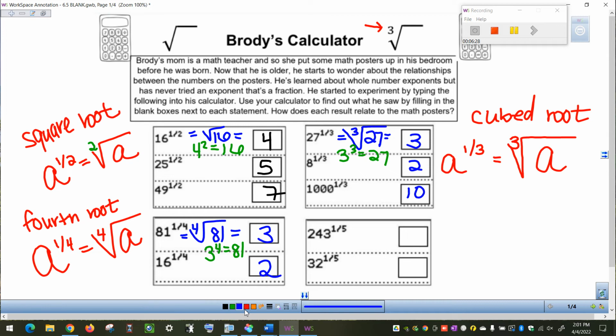So notice how 2 to the 5th is 32. So the 5th root of 32 should equal 2. And 3 to the 5th is 243. So we do the 5th root of 243, and it's equal to 3. So in general, anything raised up to the 1/5 is going to be a 5th root of that number.